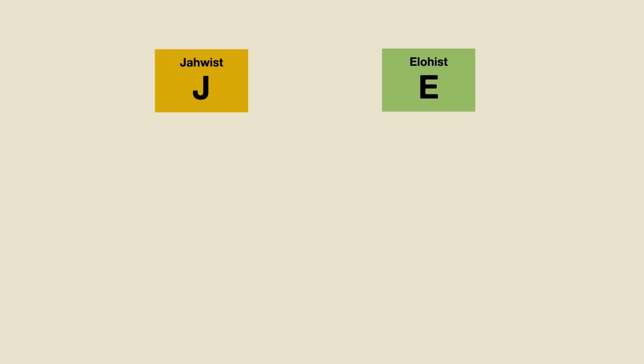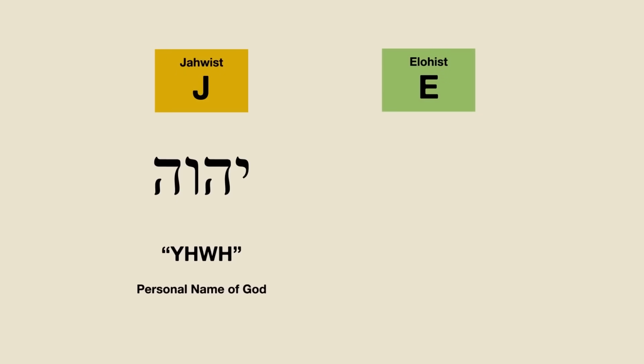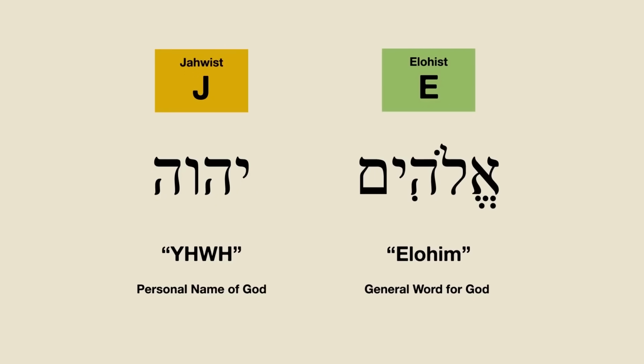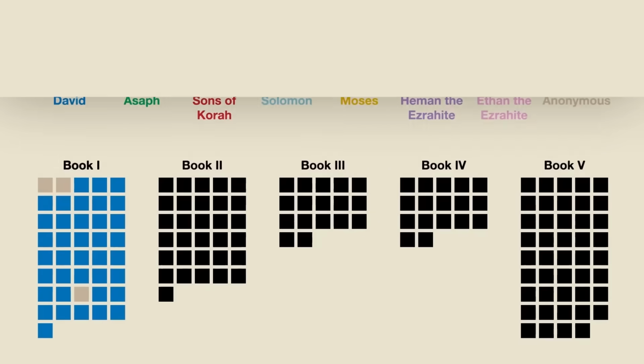The J source uses the personal 4-letter name that we Jews never pronounce, whereas the E source uses the more general term, Elohim. The reason why I didn't mention it in episode 1 is because these days scholars actually place far less importance on this distinction than they did in the past.